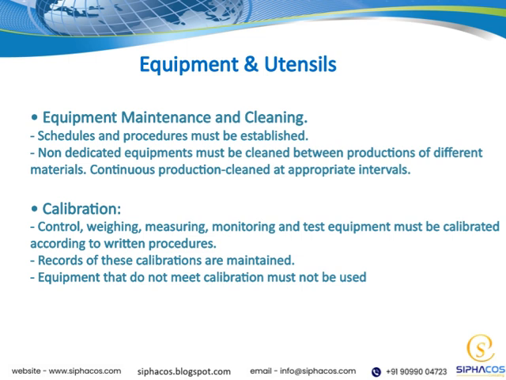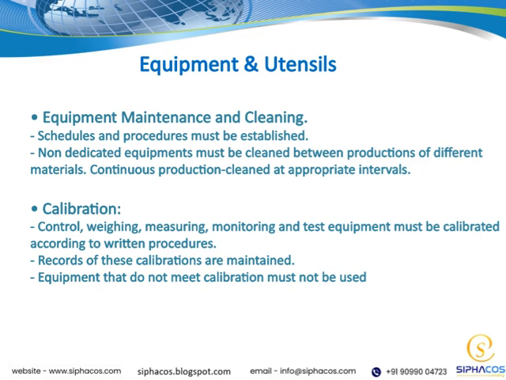When it comes to equipment that isn't dedicated to a single material, we need to clean it thoroughly between different productions. This is crucial to prevent cross-contamination and ensure the purity of our products. For continuous production, cleaning should be done at appropriate intervals, based on the type of equipment and materials involved. Regular maintenance and cleaning are key to keeping our operations efficient and compliant.